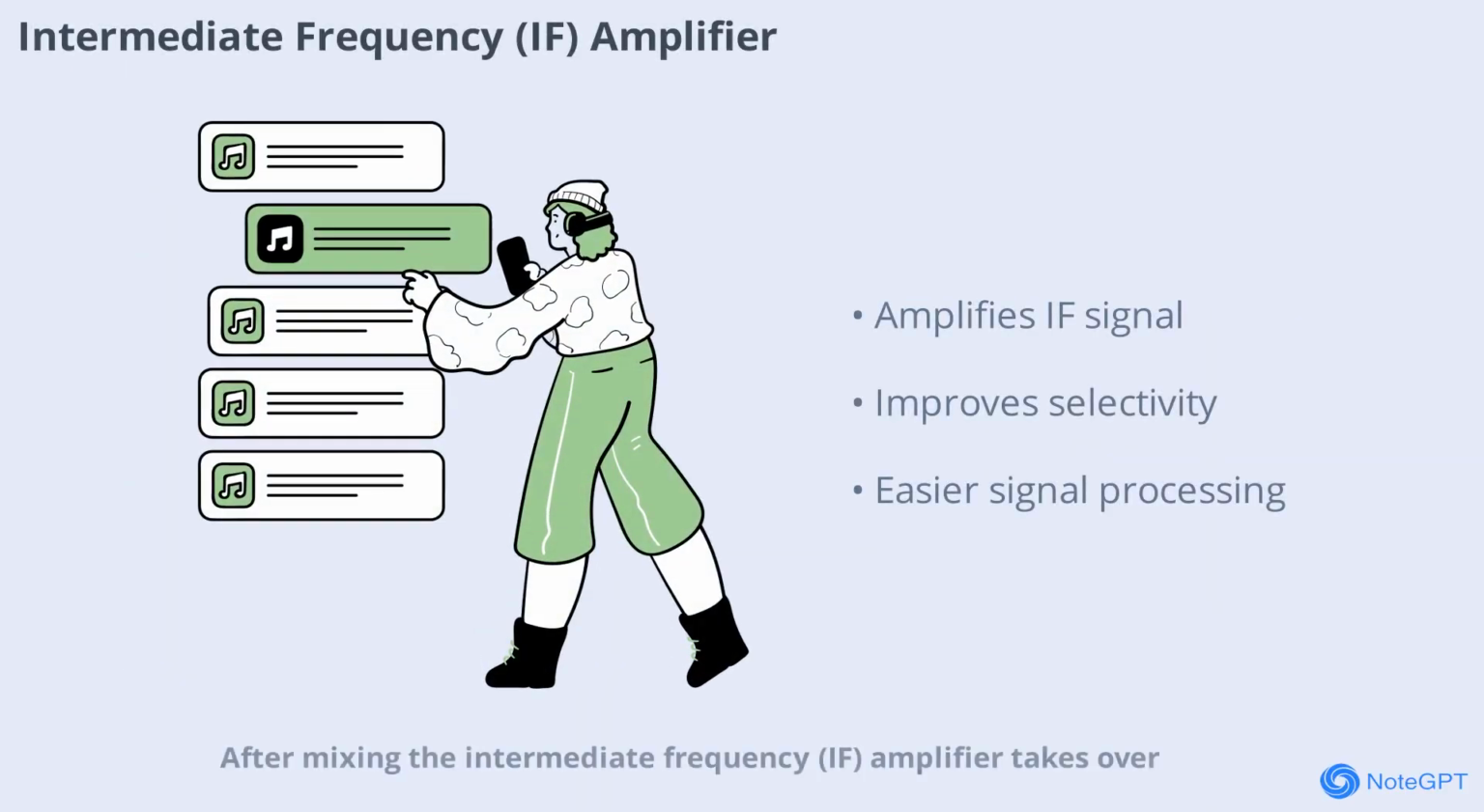After mixing, the intermediate frequency, IF, amplifier takes over. It amplifies the IF signal, which is now at a fixed frequency, making it easier to filter and process. The IF amplifier is crucial for improving selectivity, allowing the receiver to isolate the desired station from others nearby. This stage is a major reason why superheterodyne receivers perform so well in crowded radio bands.